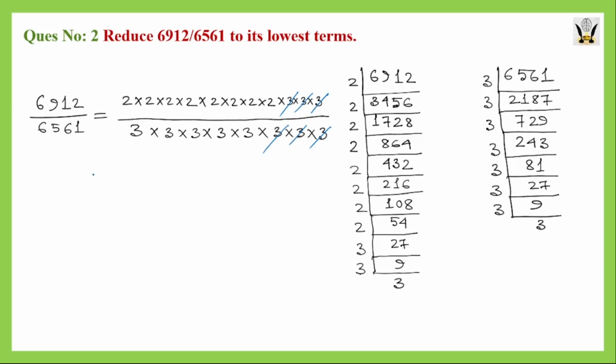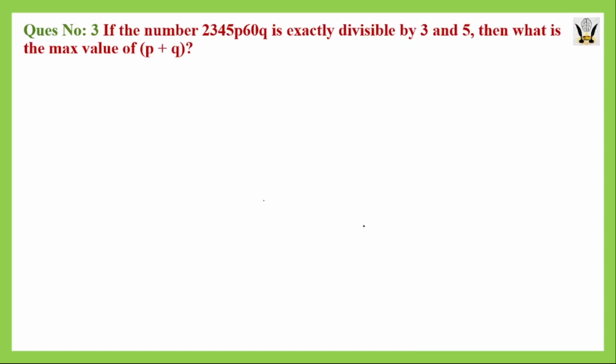Now if we simplify this, then it will be... Now the next problem sum says: if a number which is given as 2345P60Q, where the two unknown digits are P and Q, is exactly divisible by 3 and 5.